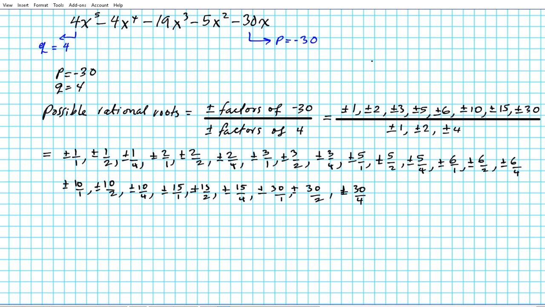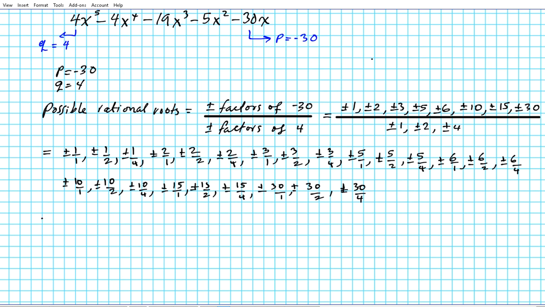And when we reduce, we'll try not to repeat any factors that have already been accounted for. So 1 over 1 is just 1, plus or minus 1, plus or minus 1 half, plus or minus 1 fourth. 2 over 1 is 2, plus or minus 2. 2 over 2 is 1, we already have a 1 here. 2 over 4 is 1 half, already accounted for. Plus or minus 3. Plus or minus 3 over 2. Plus or minus 3 over 4.